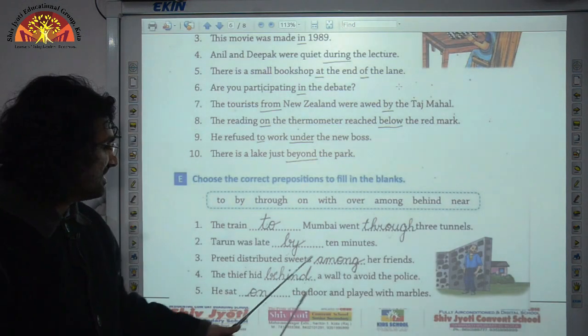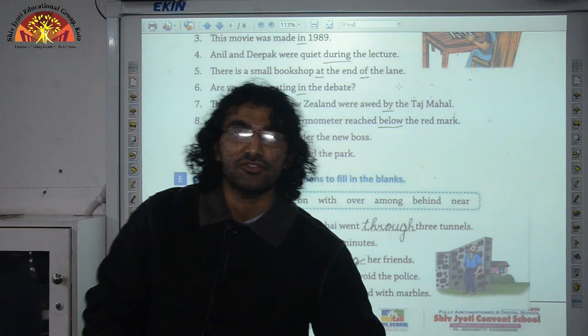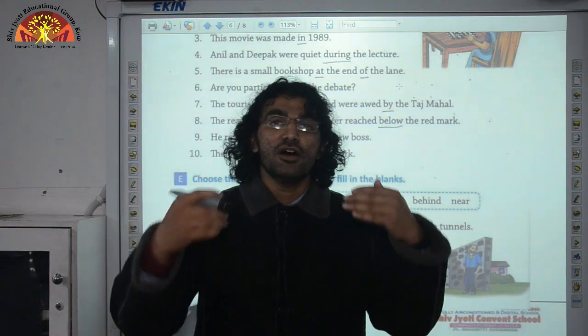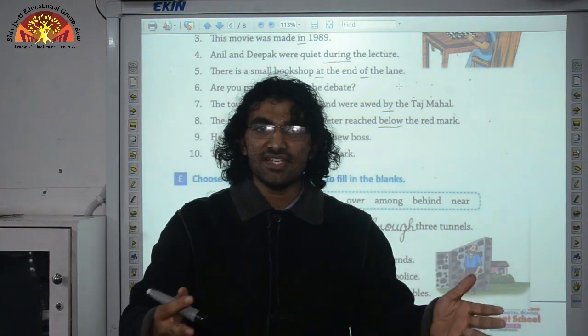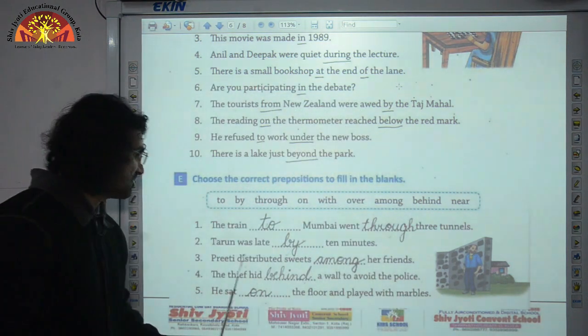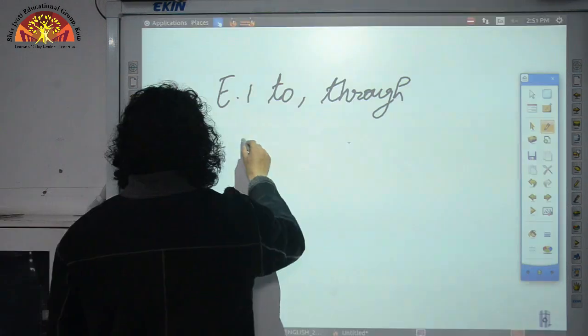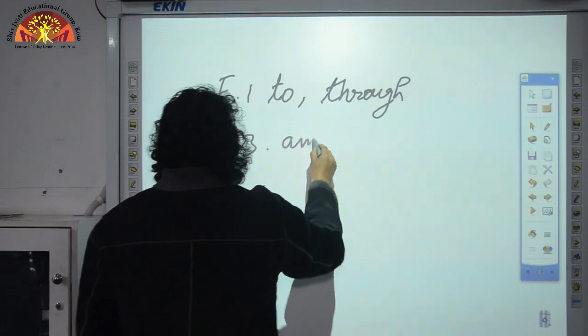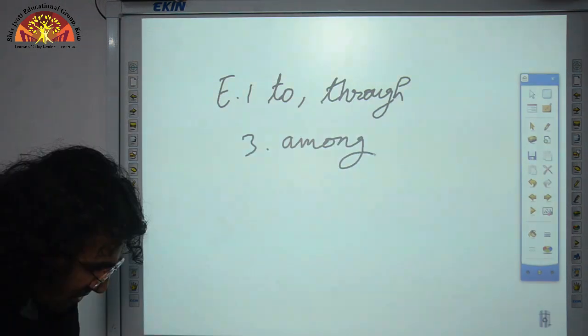Then we will take the third one. Preeti distributed sweets among her friends. So when there are more than 2, 4, 5, 6 people, we use among. So Preeti distributed sweets among her friends. Third one, among is the answer. Do the rest of them.